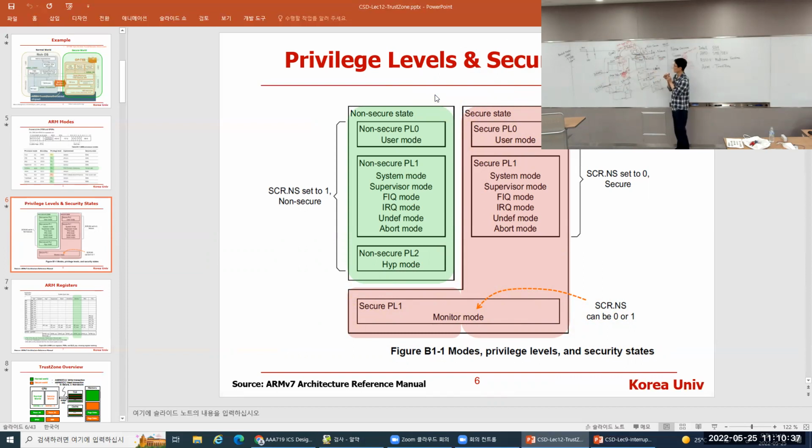That can be understood. Why? Because from normal world you can execute the SMC instruction, then you go to monitor mode. From secure world you also execute the SMC instruction, then you go to monitor mode. SMC is the secure monitor call instruction. If you run SMC from normal world, then the NS bit is 1. If you execute SMC from secure world, then the NS bit is 0.